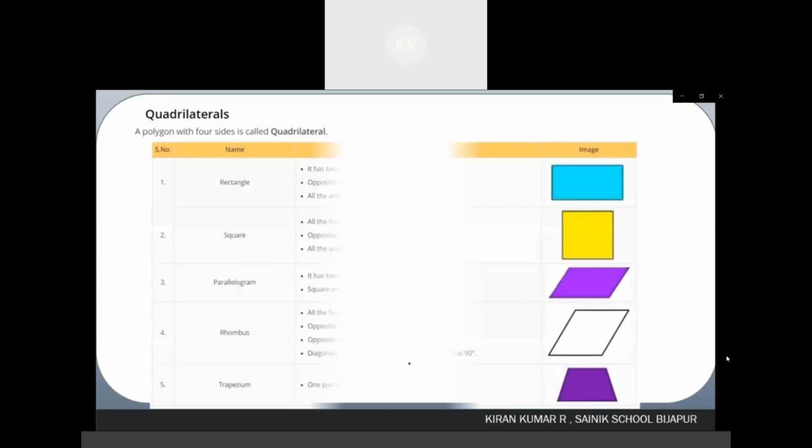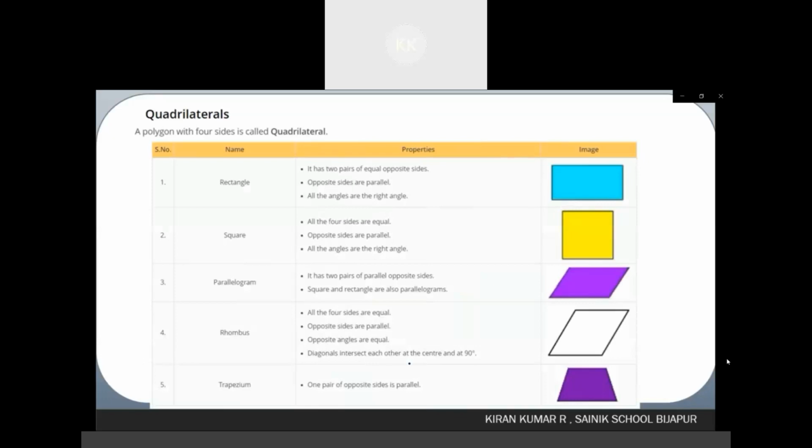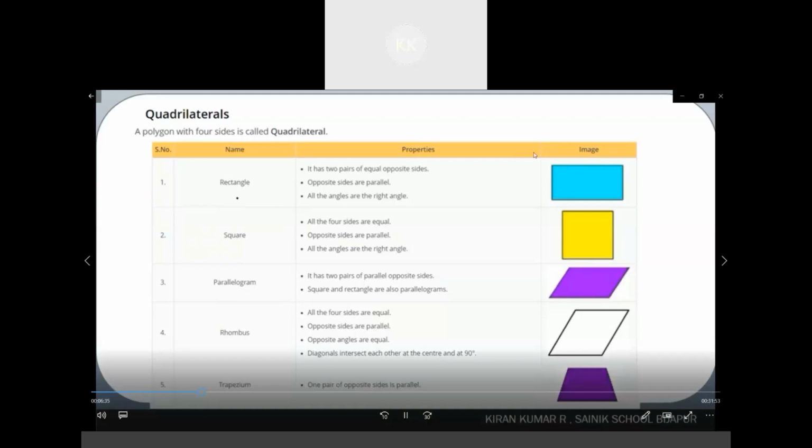Next in line we have the quadrilateral, which has 4 sides. A quadrilateral is a polygon with 4 sides. There are so many quadrilaterals like rectangle, square, parallelogram, rhombus, trapezium, and also kite. These are different types of quadrilateral. We shall see a few of the properties of each one of these quadrilaterals.